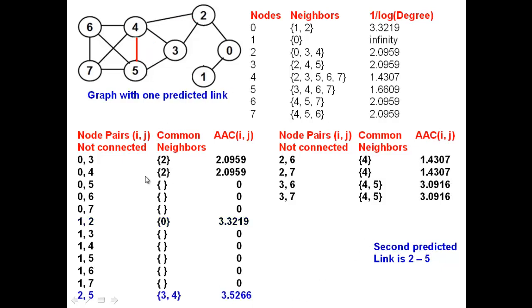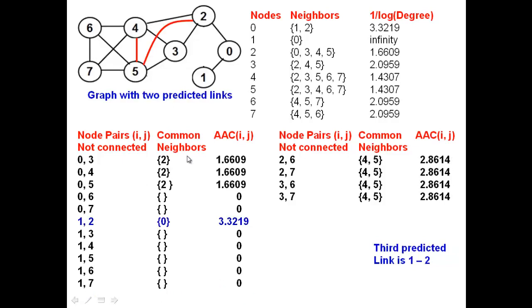Now let us do the third link. Again, you have to account for the neighbors of nodes 2 and 5. For node 2, you now have 0, 3, 4 and 5 as neighbors. For node 5, you have 2, 3, 4, 6, 7 as neighbors. 1 over log 4 is 1.6609, and 1 over log 5 is 1.4307.